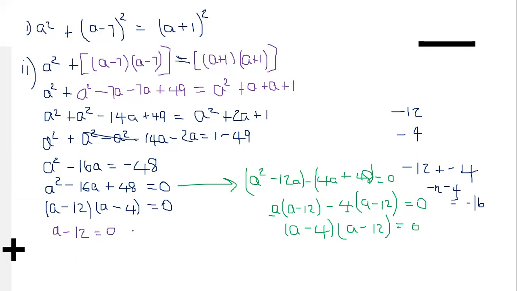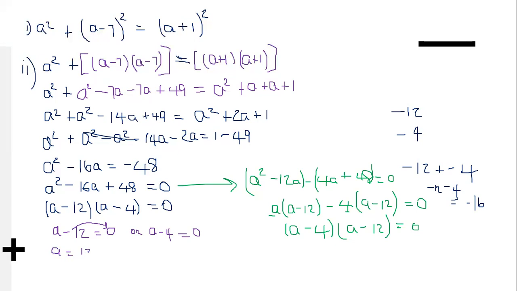Also say, or a minus 4 is equal to 0. This is easy one-two maths. All you're going to do is just bring over the 12 to the other side. It was negative, you cross the equal sign, it becomes a positive 12. So a is equal to 12.